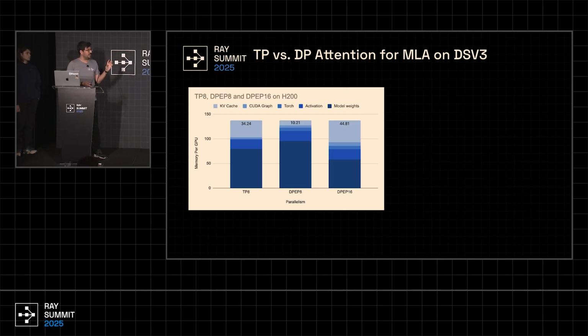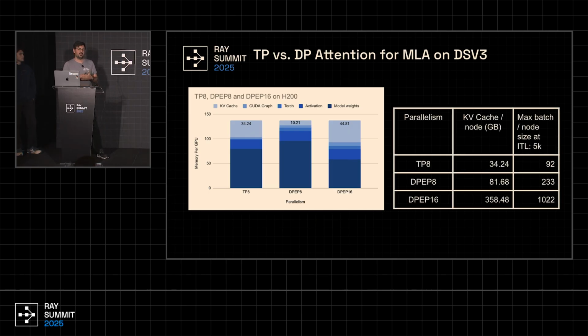Now, the key idea is that with TP8, when you add more GPUs across the group, like 8 of them, you have an aggregate GPU memory of 35 for the entire 8. But for DP8, this can get aggregated. So you get 10 times 8. And then for DP16, you get 16 times 44, right?